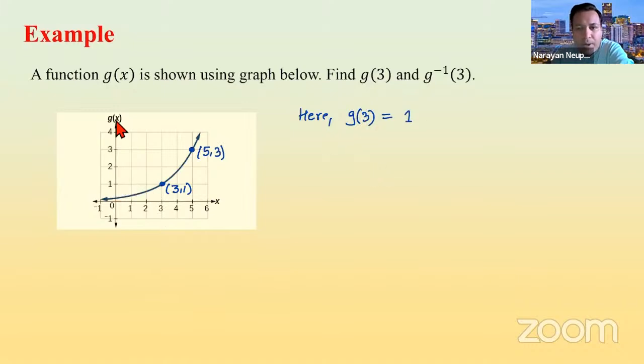So g of 3 is 1. Our function is g of 3. So that is quite easy for you. I hope you got that one. Any question there? Is it good? Just give me a thumbs up.